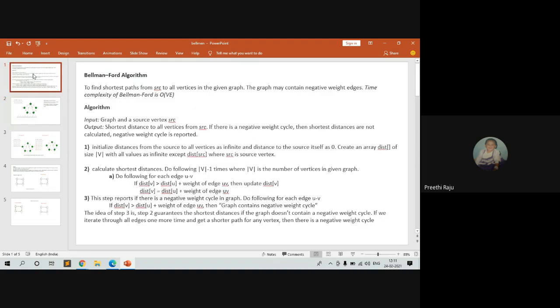Then first let us see what will be the input for this algorithm. The input is the given vertex, and the output will be the shortest distance to all the vertices from the source.